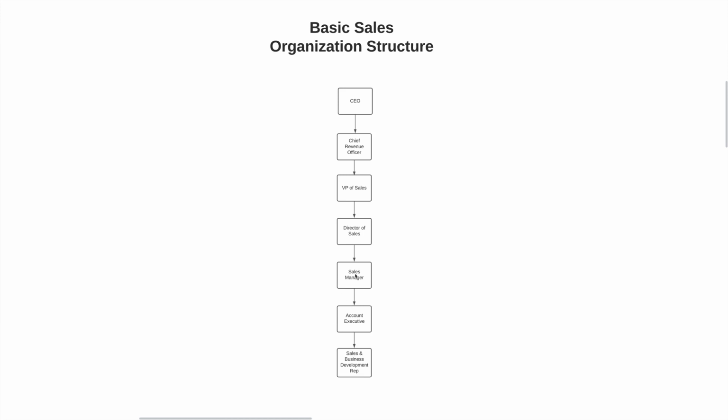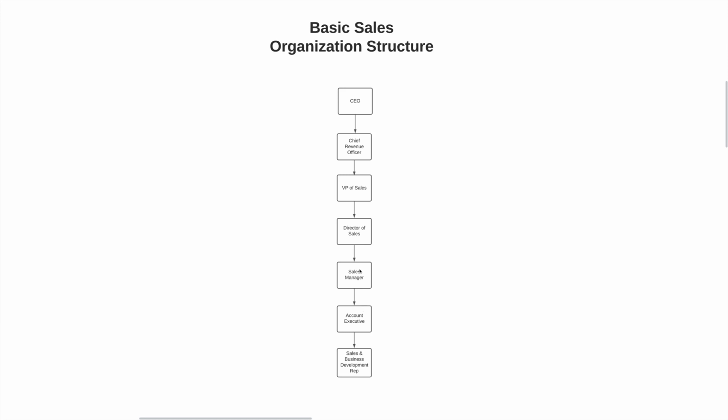So from the sales manager, these are going to be the people that directly work with the individual contributors. So the account executive and the sales development rep are the people that are actually doing the work, right? Calling people on the phone, doing sales meetings, things like that. This is where those people live. Account executives close deals. SDRs are the ones that generate leads, right?